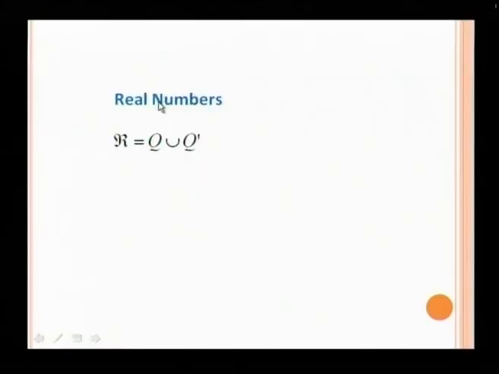Now, after studying all the classifications of real numbers, we move to the definition of real numbers. Every number which is a combination of natural numbers, whole numbers, integers, rational numbers and irrational numbers is called a real number. Or for real numbers, we can say that real numbers is equal to Q union Q dash, where Q are the rational numbers and Q dash are the irrational numbers.